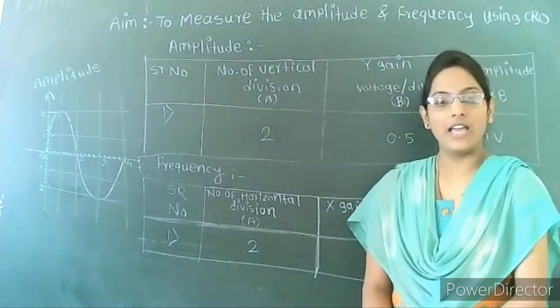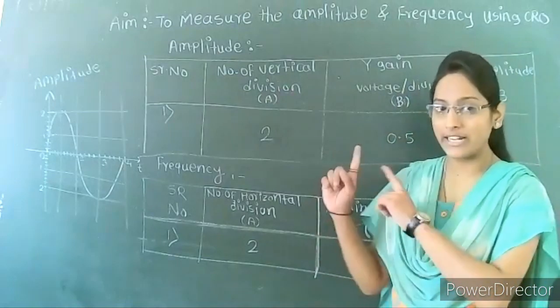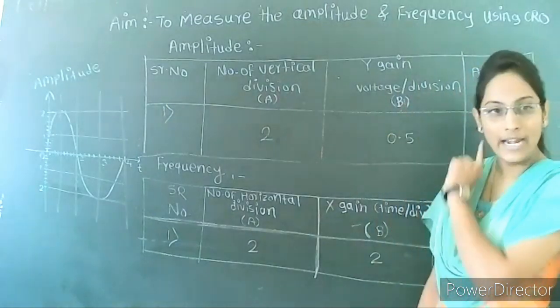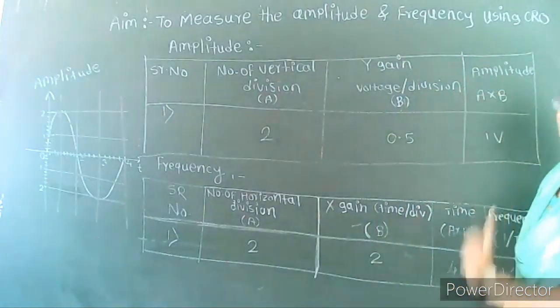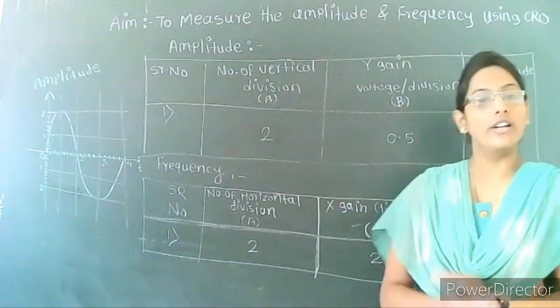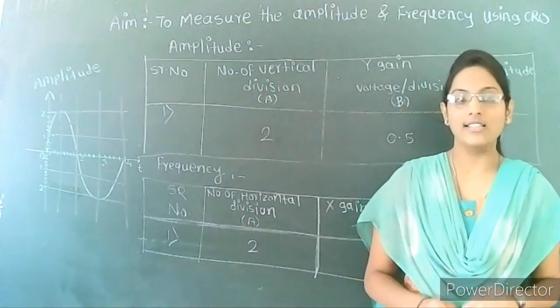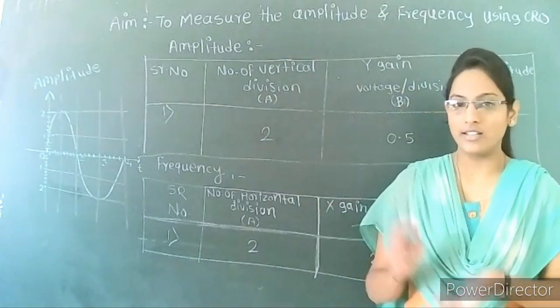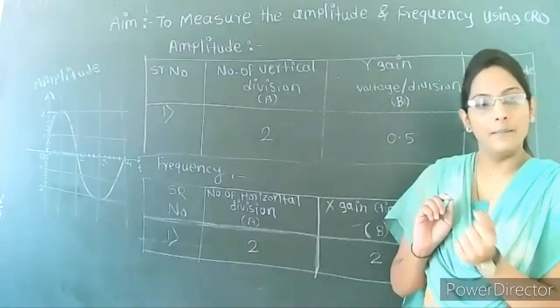Okay. So in today's session, we are going to study our first practical of our subject, that is how to measure the amplitude and frequency using CRO. What is CRO? The CRO is cathode ray oscilloscope. So why do we use CRO to measure the amplitude and frequency?